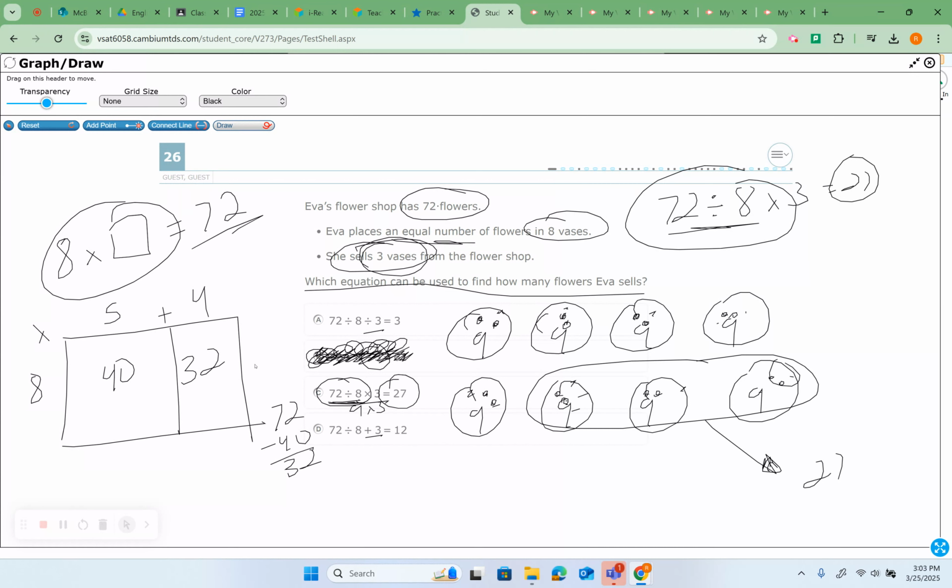Let me just clarify that, because you're going to get your 9 per vase, but since you've got 3 vases, you go times the 3. 9 times the 3 to get your 27, because that's what you removed. So once you figure out how many per vase, which is 9, you multiply times the 3 vases, because that's how many vases you got rid of to get that 27. Tough to explain to a 3rd grader, so you might do this in several different ways.